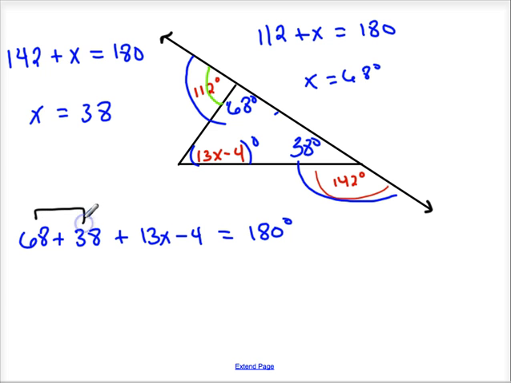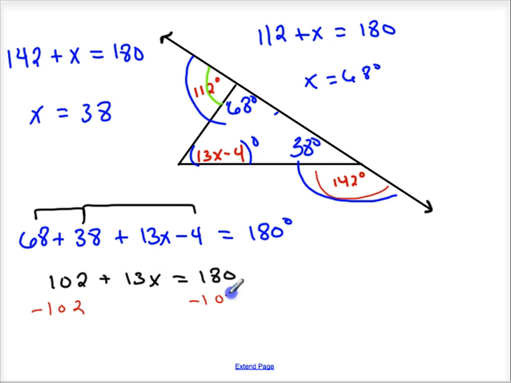So combine like terms, 68 plus 38 minus 4. Somebody help me out with an answer. 68 plus 38 minus 4. 102. 102 plus 13x equals 180. Two-step equation. Subtract 102 from both sides. 13x equals 180 minus 102.